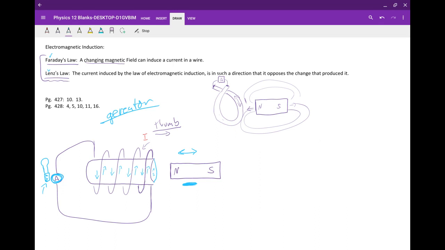Likewise, rather than me pushing and pulling the magnet, if I instead take a current and oscillate it through here, left, right, left, right, left, right, then basically I can have this thing alternate back and forth between north and south.